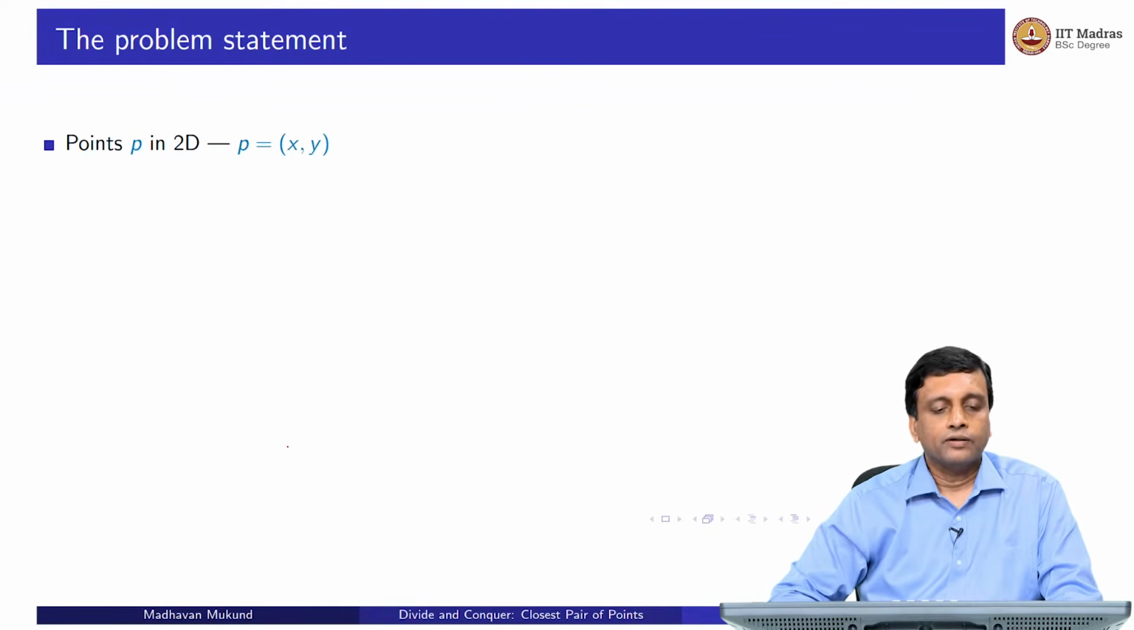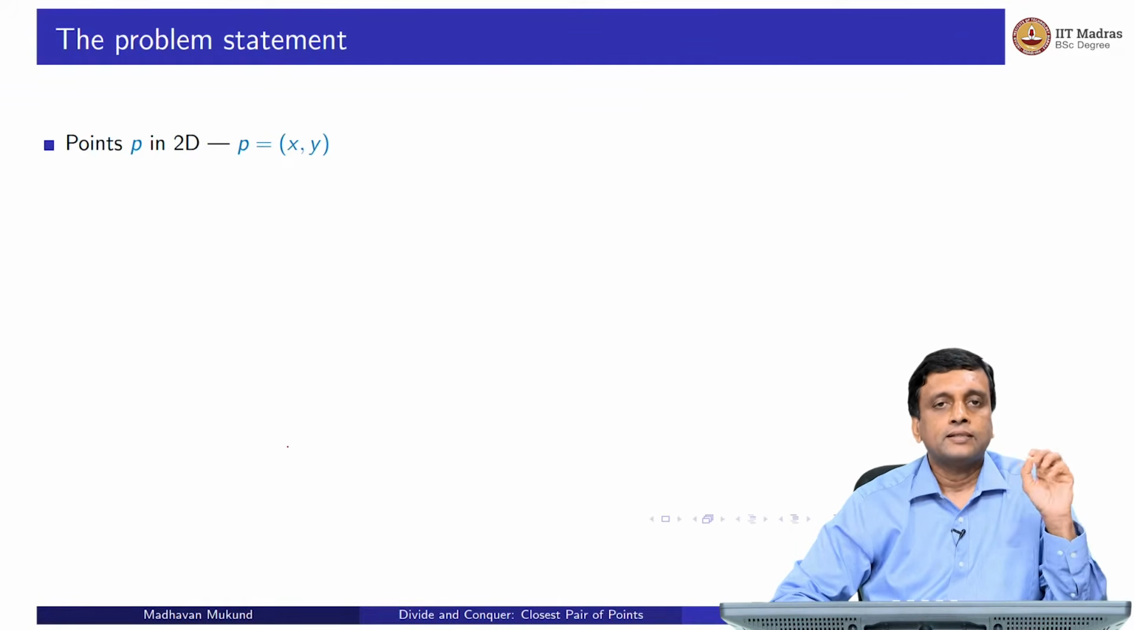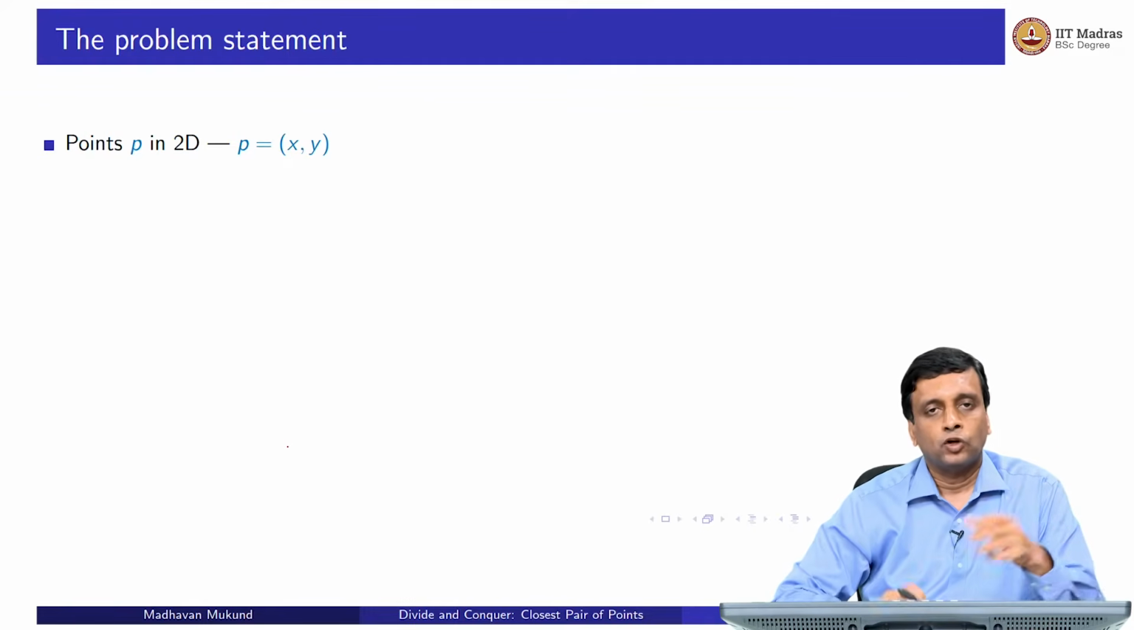So what we have is a collection of points, and we want to find the nearest or closest pair of points. So what is a point? A point is just a point in 2 dimensions. So it has an x coordinate and a y coordinate. So every point P has an x part and a y part. This is just a normal point in 2D.